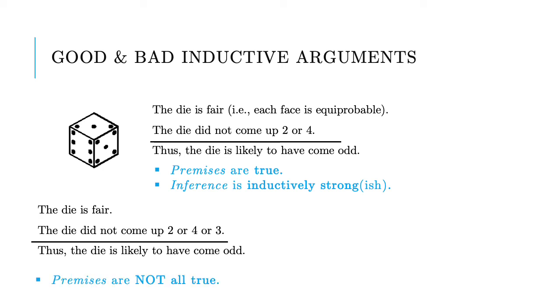However, we can note that one of the premises is not true, right? In particular, the second premise, that the die did not come up 2 or 4 or 3, and note that here we're using an exclusive or. So we mean it did not come up 2, and it did not come up 4, and it did not come up 3. It's false, because indeed the die did come up 3.